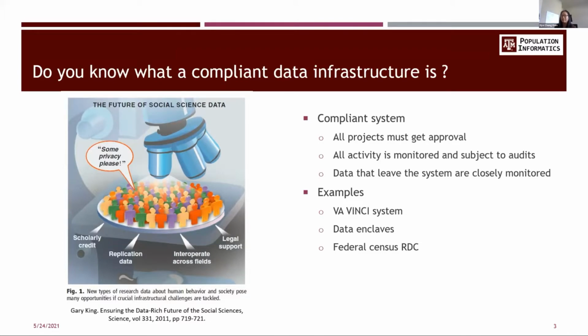Examples of systems like this are the VA VINCI system, which I'm familiar with, which is set up to analyze EHR data from the VA population. There are many people who call these data enclaves, and there are many that exist at different universities, including NORC. The Federal Census RDC, which we at A&M also have, is another one of these compliant data infrastructures. But for those of you who use it, we know that it's very restrictive in terms of the data that's allowed to get analyzed there. It's restricted to federal government data only. So if you have projects with person-level data that is not one of those data sets that they handle, then you can't use it. So these are common systems in this space.